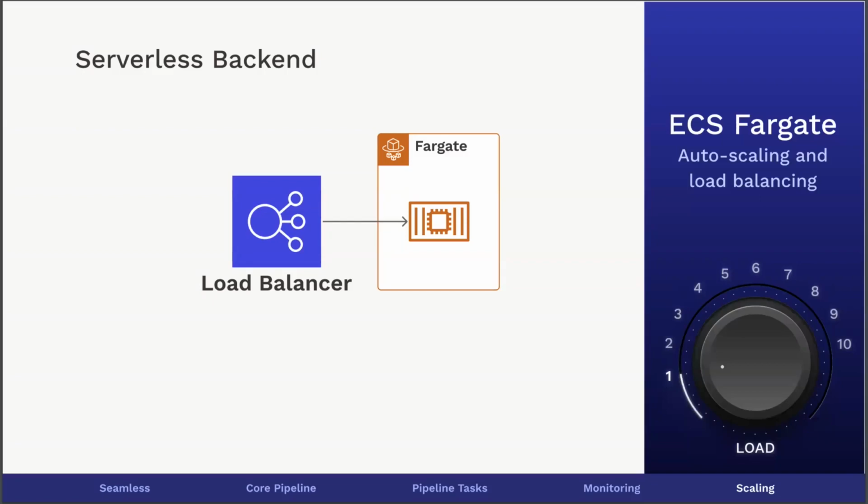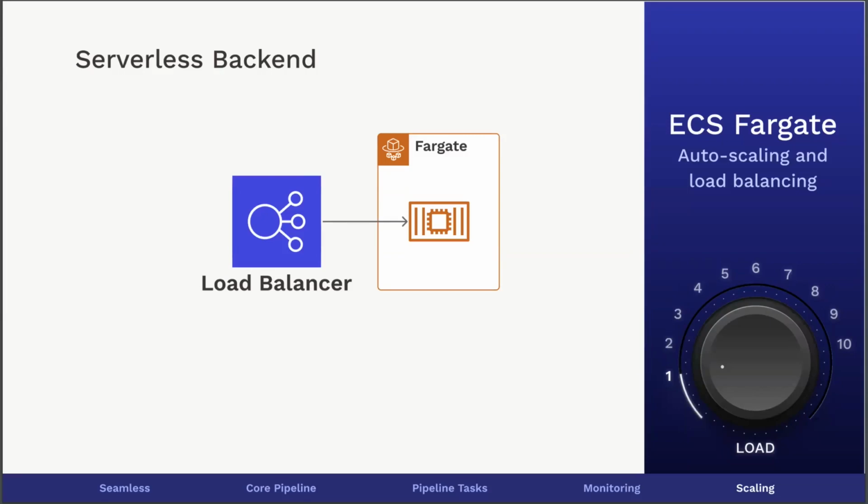The backend is a containerized Express server. When load is low, a single container might work just fine. But when the application grows and we have more and more pipelines running, it could get overwhelmed. So we decided to use Fargate and a load balancer.